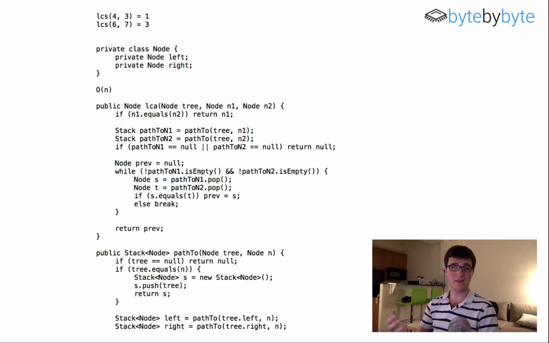And hopefully that made sense. It's a slightly involved problem, but I think it's a useful problem, and it's a pretty popular sort of problem. So hopefully that made sense.